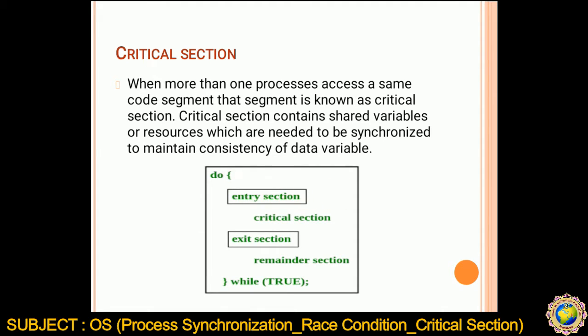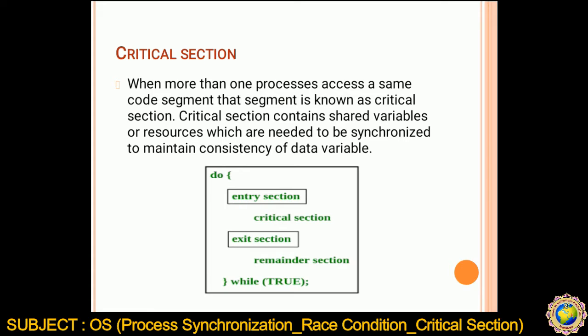Entry section, that means, let's take a simple example: at the entrance of our home, we have to fulfill some requirements, and then we can enter our home. Suppose we are going to a friend's home, right? Then we have to write down all our details, including our phone number and all. So this is the entry section, where the process fulfills some requirements. In this entry section, the segment is executed when the process wants to enter its critical section.